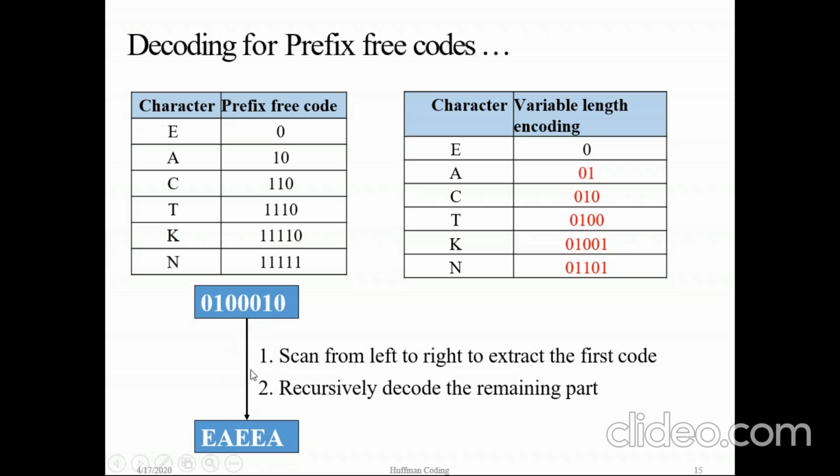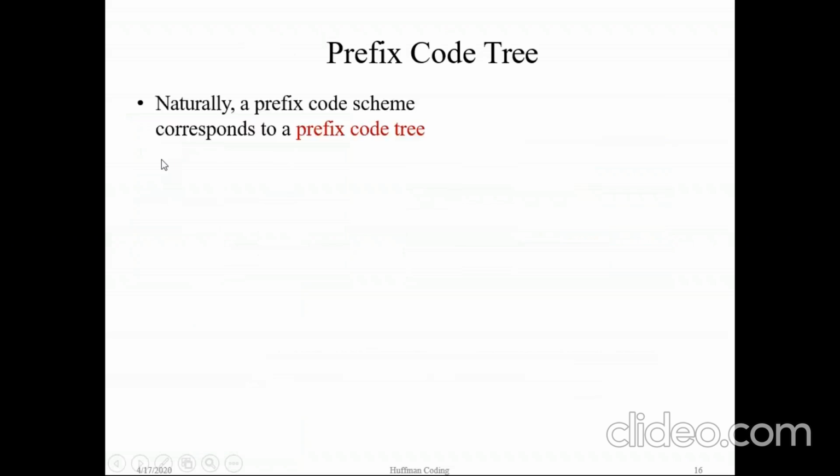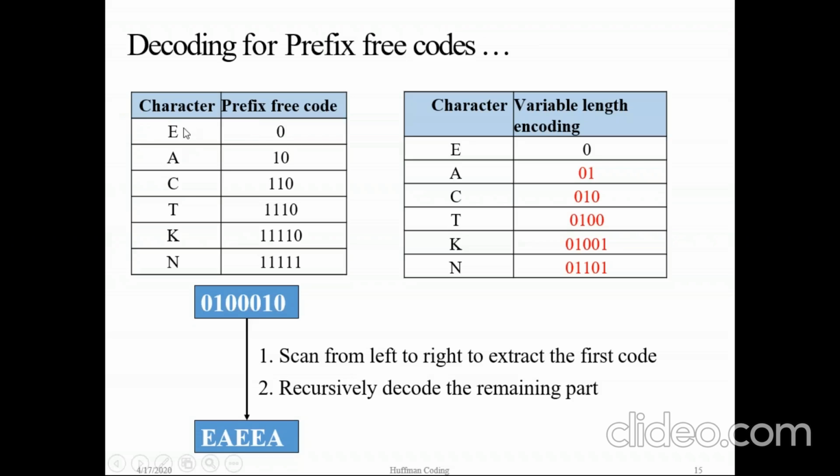And while decoding, we need to perform these two steps. First step is to scan the binary message which we want to decode from left to right. Extract the first binary code, that is, look into the coding table, 0 is present. Extract the letter which is assigned to that binary code, and that is your decoded message. Hope you understand this concept.